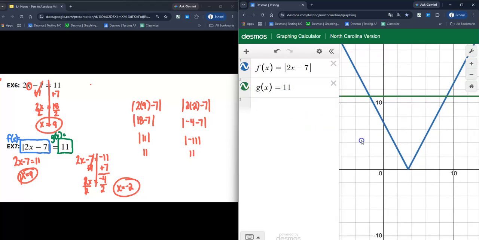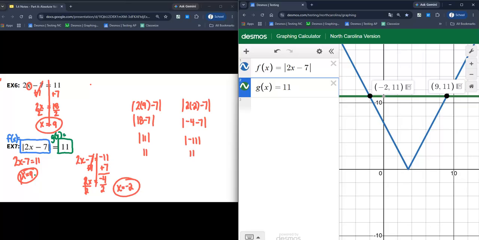It is going to graph us a horizontal line. Here's all you've got to do. You're going to look for where they cross. What do you see the x is in that coordinate? Negative 2. That was one of our answers. If I go over here, what's my other x? Positive 9. That's my other answer. So we can use that to check our work.